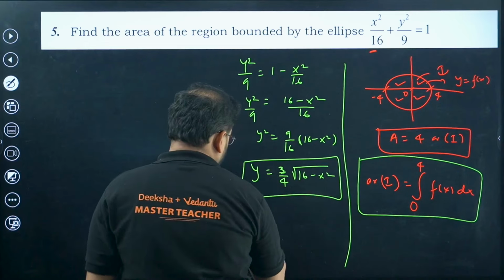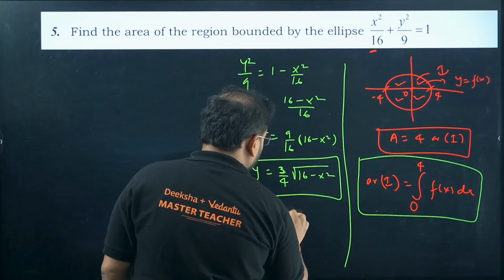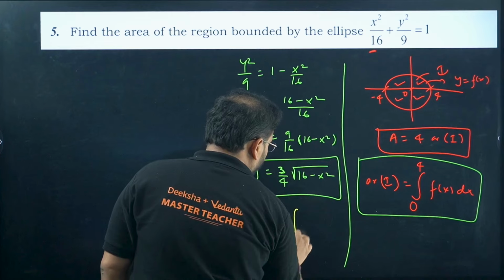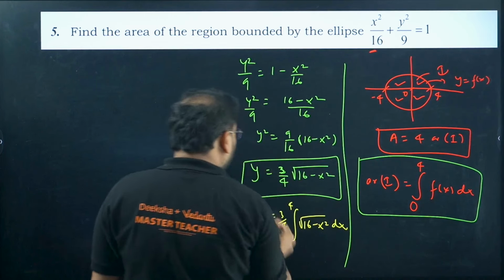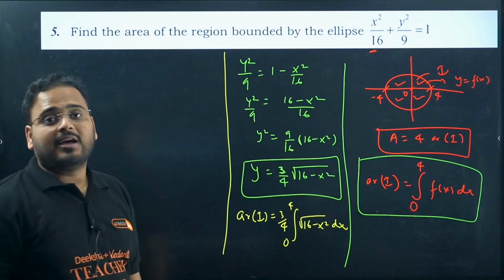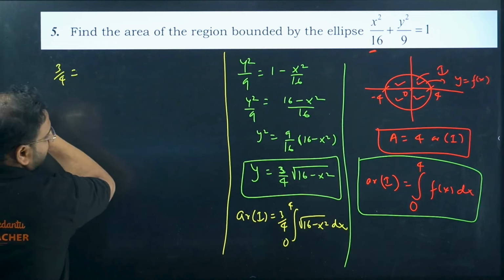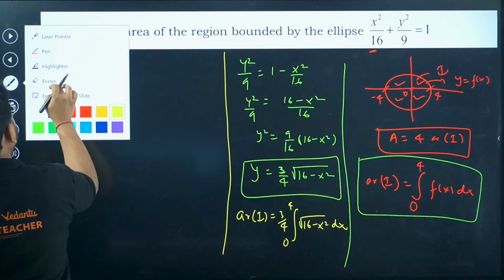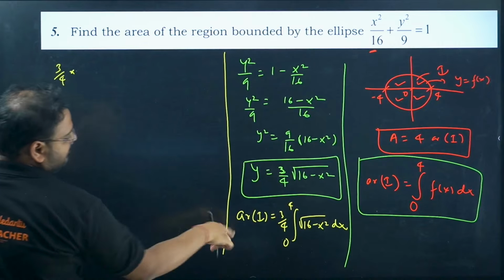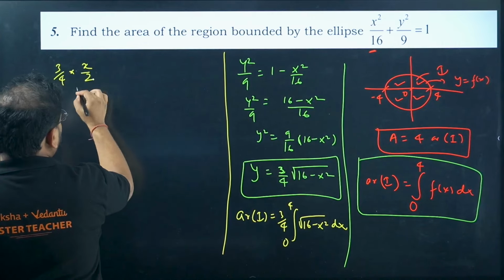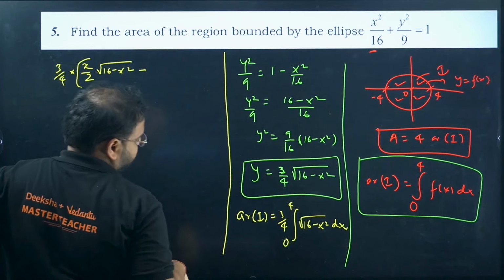So we'll have the integration, or area of part 1, as integration from where to where. The constant I can keep outside, 3 by 4, from 0 to 4, integration of root of 16 minus x square. I hope you all remember the formula of this particular function, root of a square minus x square. You don't? I hope you do. 3 by 4 is there, sir. 3 by 4 into x by 2, the same root repeats, 16 minus x square, and we'll have a minus sign.